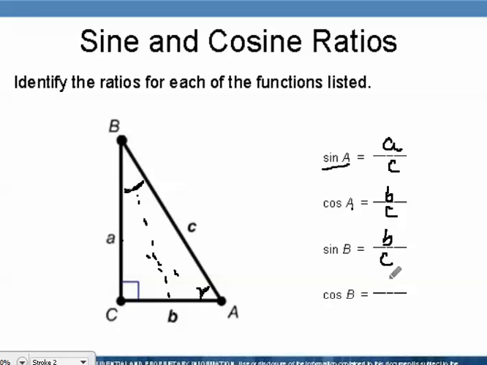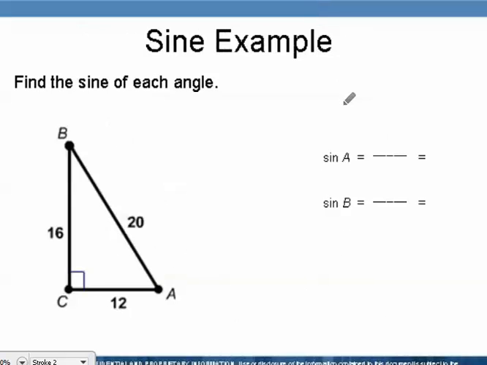If I'm looking at the cosine of B, it's going to be A divided by C. You can see the ratios here. These two are the same and these two are the same. All right? If that helps you, you can help remember it that way.